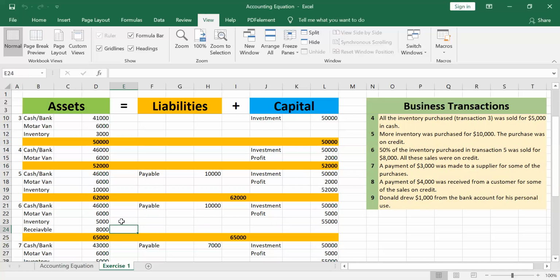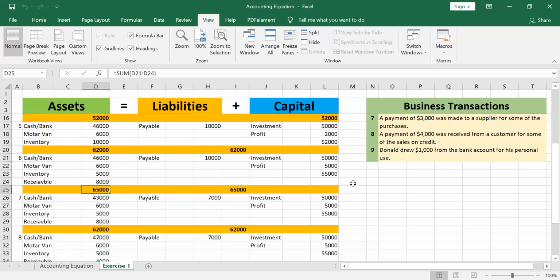The third thing you need to understand is that the inventory worth 5,000 was sold for 8,000. That means again incurring a profit of 3,000. Previously the profit was 2,000. 3,000 will be added to that, making it 5,000. So the total capital now is actually 55,000. So 55,000 is the capital, 10,000 is the payable, total is 65,000, and again assets are 65,000. This is transaction number 6.